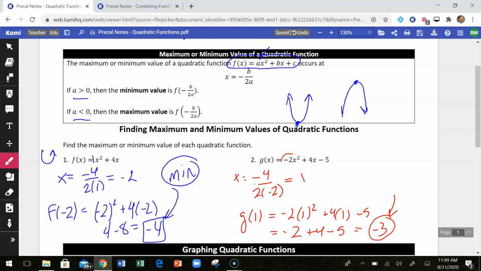And this time it's going to be a maximum because a is negative. That means my parabola is going down. So then I'm going to have a maximum value at the very top, and that maximum value is negative 3.